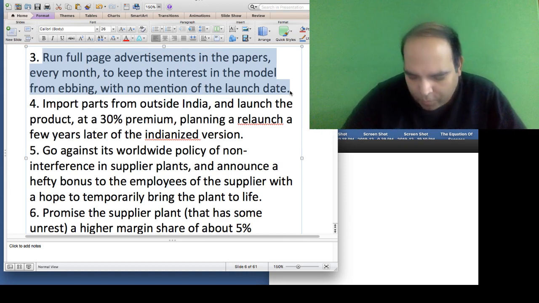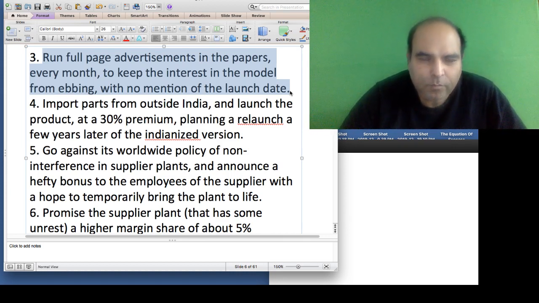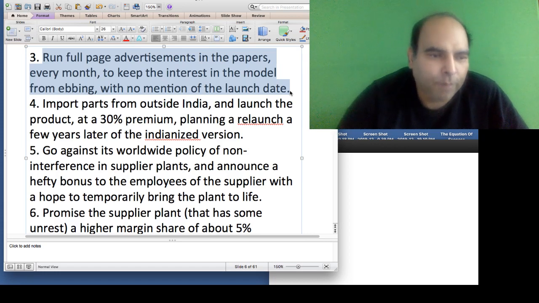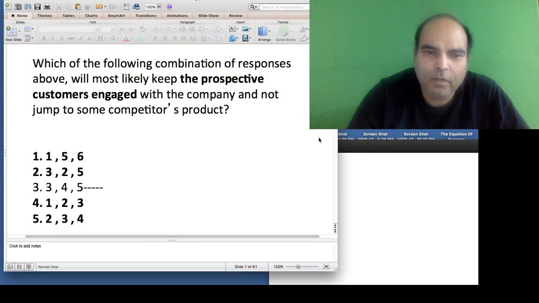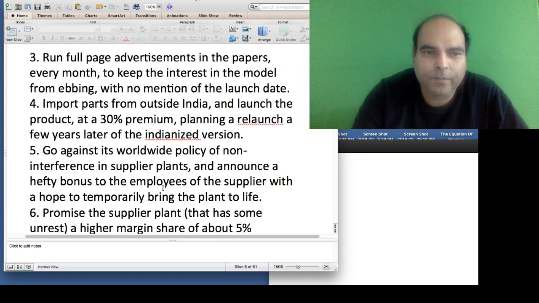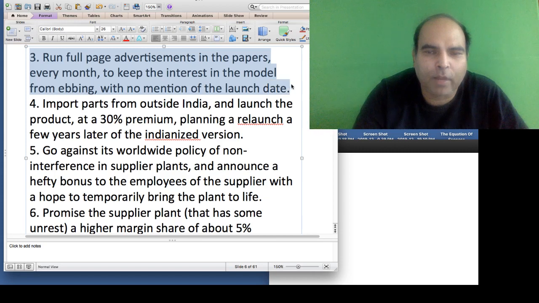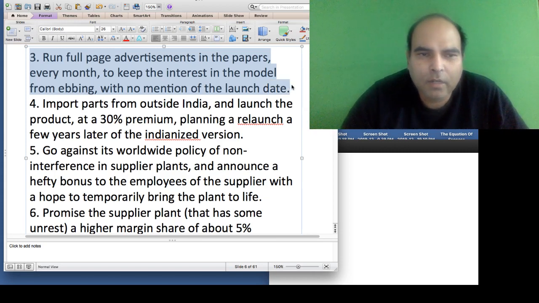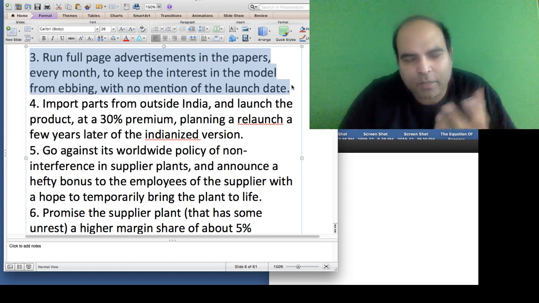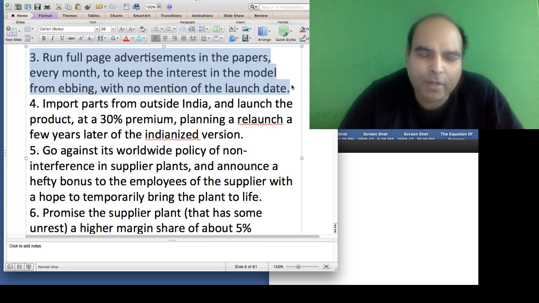You need to postpone the launch indefinitely, while at the same time, remember the perspective of the decision. The objective of the decision is you want to keep the prospective customers engaged. So the objective is very clear. So 3 is a very clear thing to do. You keep putting up newspaper ads in the papers every month, and keep waiting, keep your prospective customer engaged. Let them sweat up a little bit, wondering when the car is coming. People wait for cars.